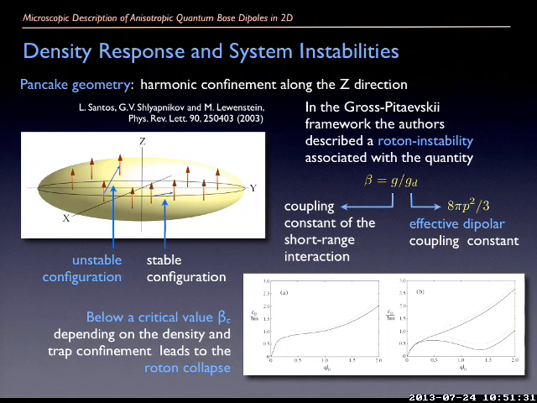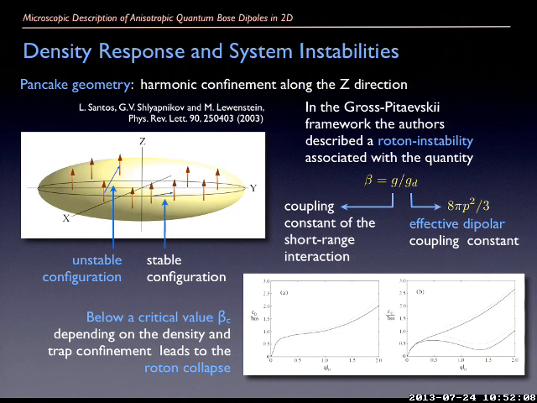For instance, this is a slide I show from a paper by Levenstein, Sliapnikov, and Santos, where they studied the spectrum of elementary excitations for dipoles on a pancake. Okay, I represented it like that. But in fact, what they did was to analyze a system that was infinitely large along the plane and confined only in the z direction using the Gross-Pitaevskii equation.